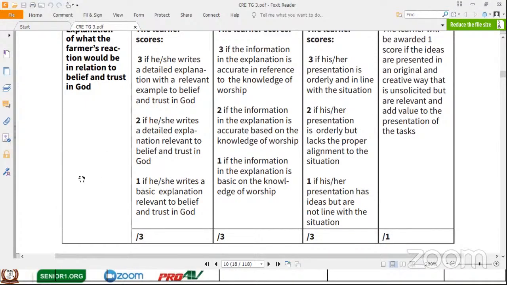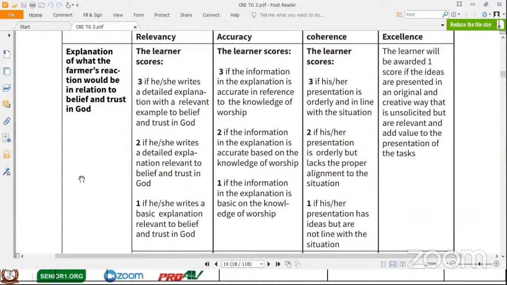So you see here how they are varying the relevancy. So you can look at this. How is the explanation coming out? Is it even having rich examples? Then that will be more relevant.